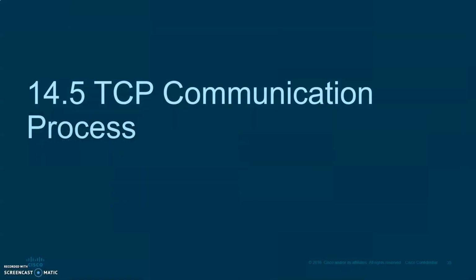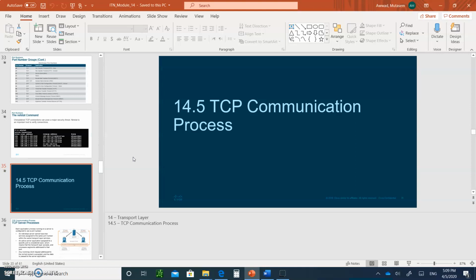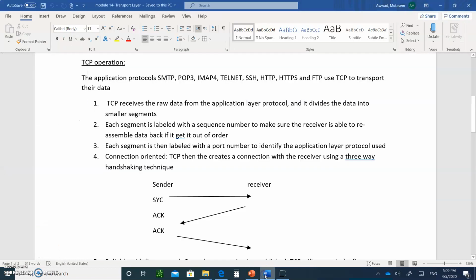Okay. All right, so let's talk about the TCP/IP communication. I'm going to go off the slides and into my notes. I want you to write everything right here in these notes. So let's take a look at the TCP/IP operation. Please write everything down. The application protocols that use TCP/IP are SMTP, POP3, IMAP4, Telnet, SSH, HTTP, HTTPS, FTP. They all use TCP to transport their data.